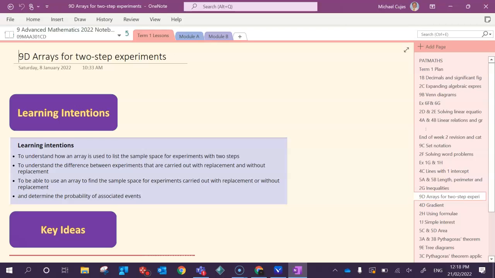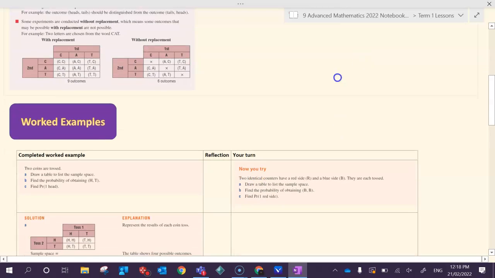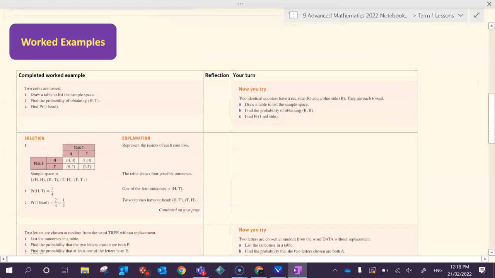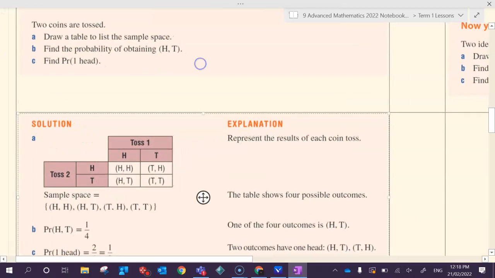Probability questions, sometimes it's convenient rather than using a Venn diagram to draw a table. We actually did this the other week as well, so it won't be very hard. Let's look at their example then, let's do our own. 2 coins are tossed. Draw a table to list the sample space. A reminder, the sample space is the list or set of all possible outcomes.